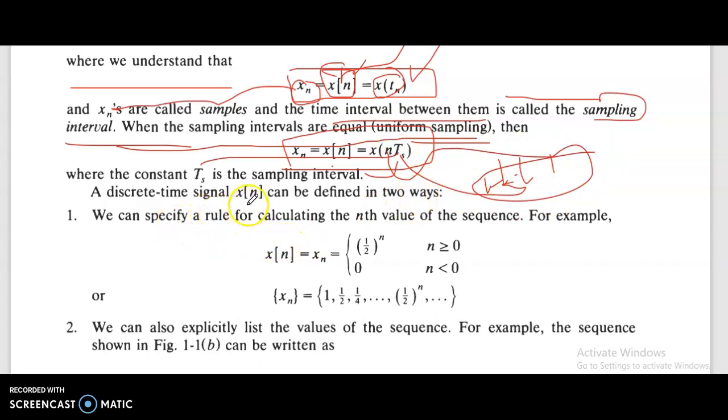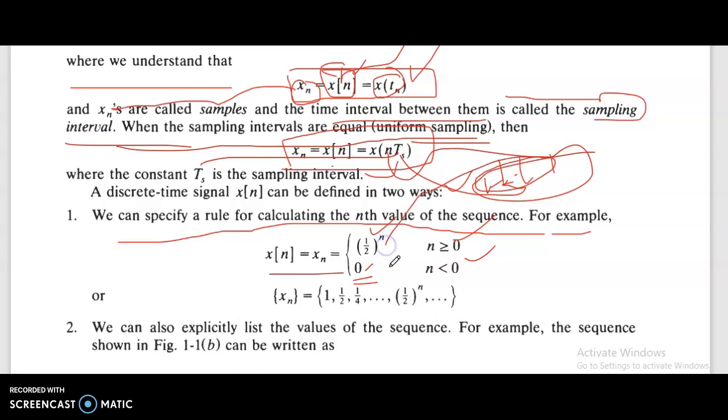A discrete time signal x[n] can be defined in two ways. We can specify a rule for calculating the nth value of the sequence. For example, x of n equals one half to the power n for n greater than or equal to 0, and 0 if n is less than 0. This is x[n].